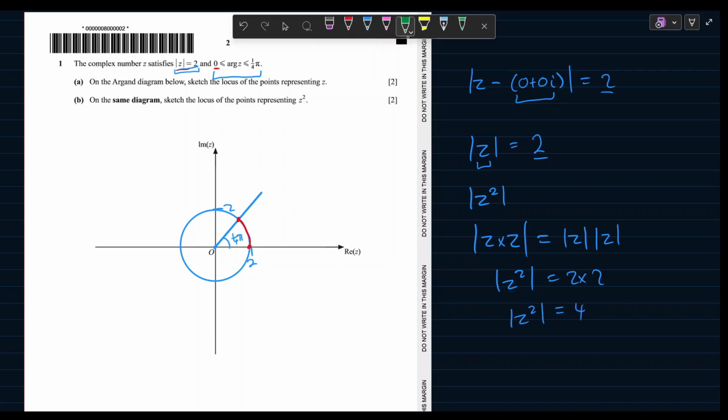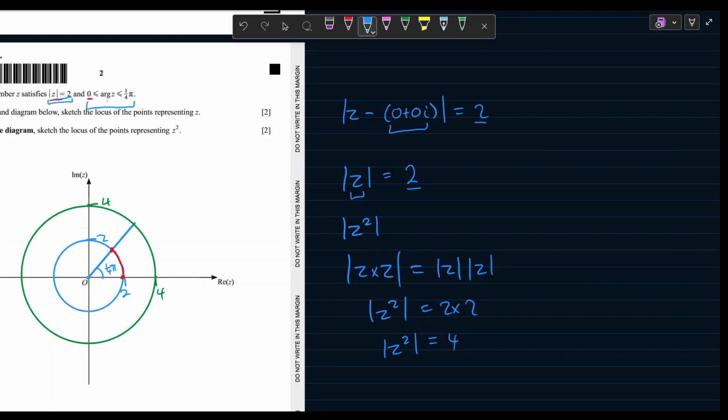So the locus of z squared, I'll represent in green. So this means that this is a circle again with center 0, 0, and its radius is going to be 4. Okay, so it should look something like this. And this here would be 4 units, and this is also 4 units.